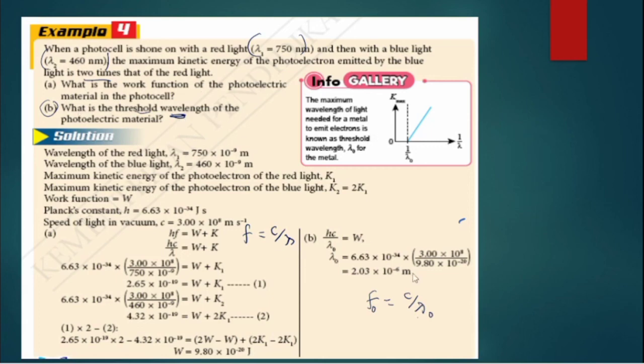For part b, the threshold wavelength, using the formula W equals h f naught, where f naught equals c divided by lambda naught. So from here we get lambda naught equals 2.03 times 10 to the power of negative 6 meter. The threshold frequency f naught equals c divided by lambda naught.